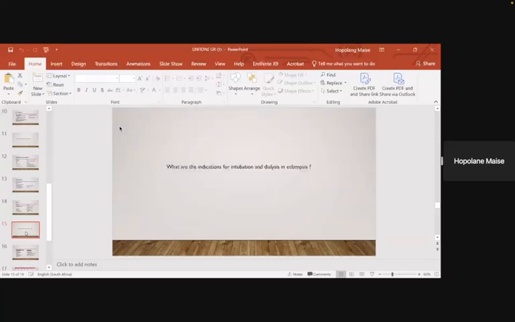Okay, dialysis. So why would you dialyze any patient? Refractory metabolic acidosis. That's fine.